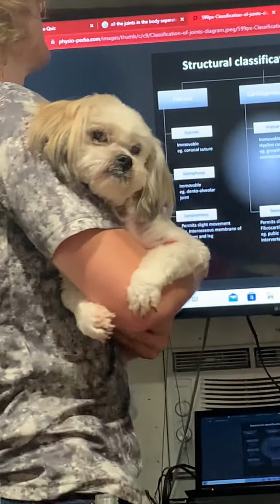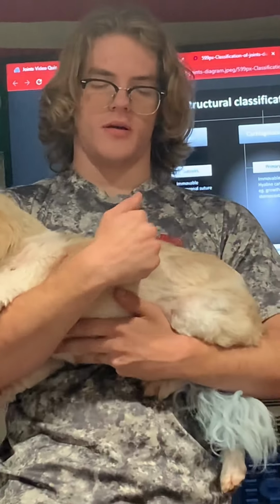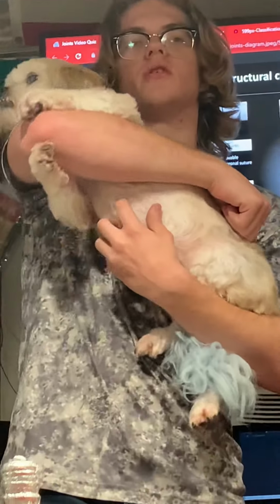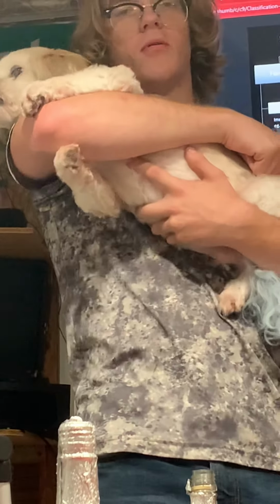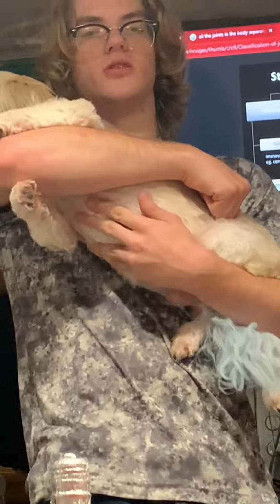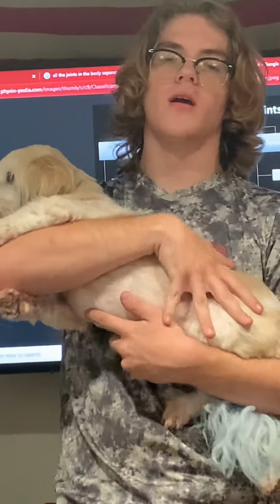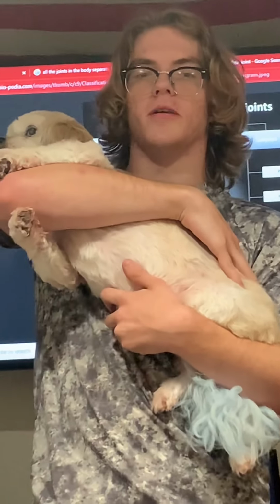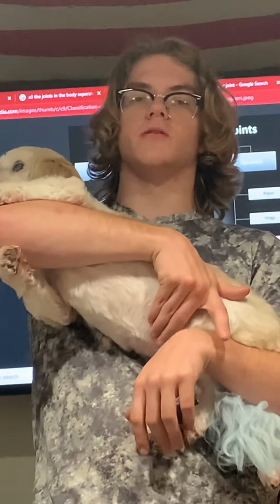Now, cartilaginous, we have primary, which are immovable. Basically, the cartilage that connects on Morty's true ribs here, that is a primary cartilaginous joint. And then a secondary, which would provide slight movement, would be Morty's pelvic, or not muscle, but his pelvic pubis right down.